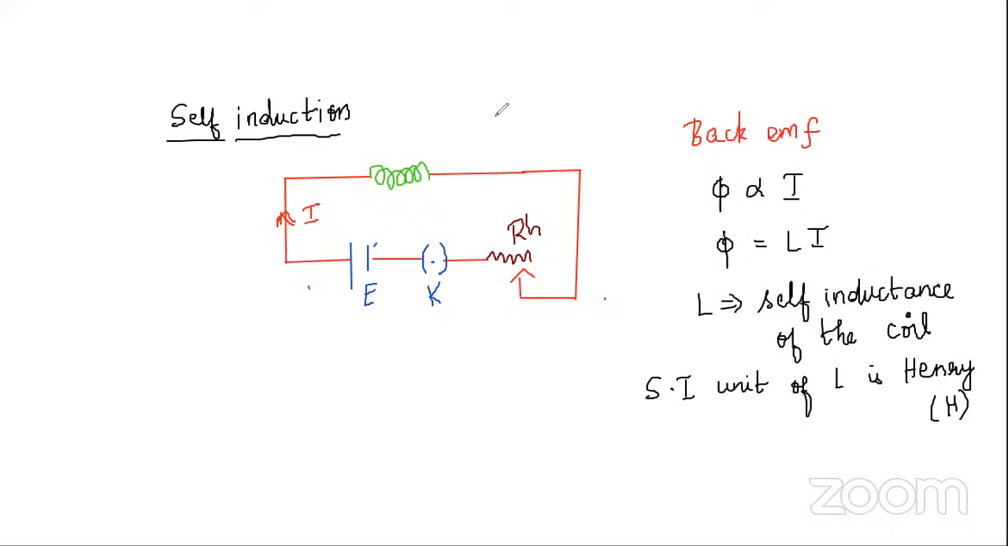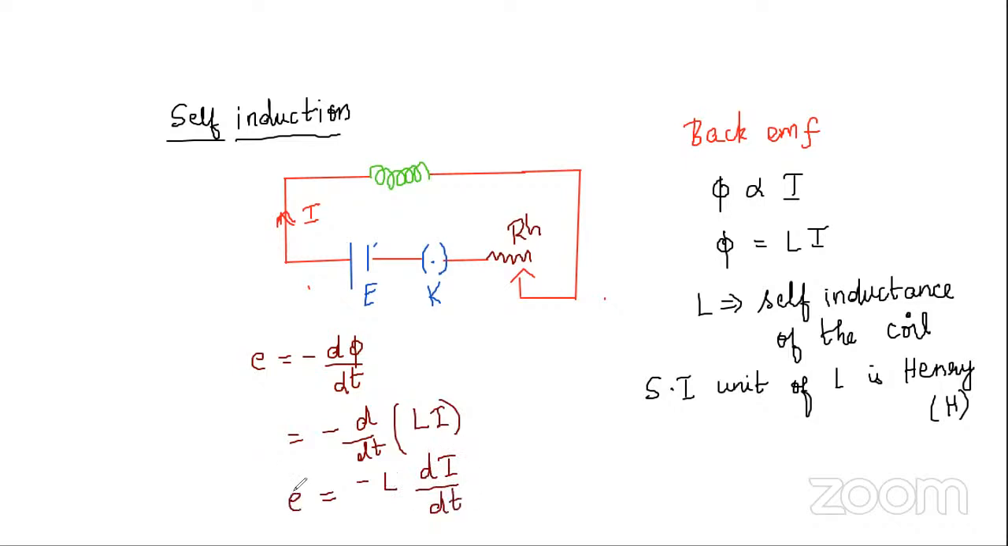Now we can write the equation for EMF. EMF E equal to minus d phi by dt. So minus d by dt of, instead of phi you can write Li. That L can be taken outside, di by dt. So EMF E equal to minus L into di by dt. This is how you can relate the EMF with the self-inductance.